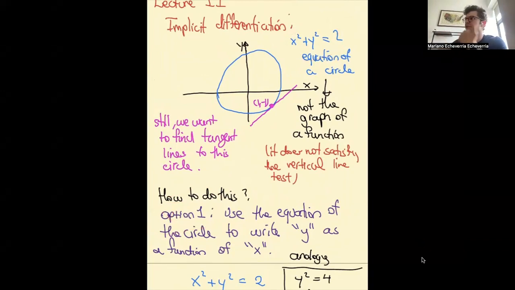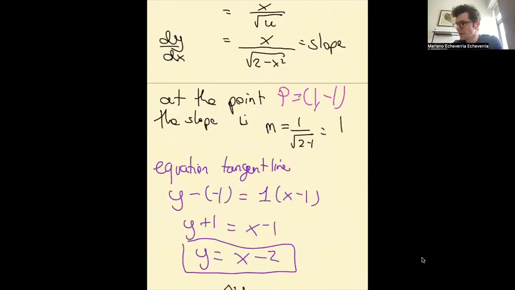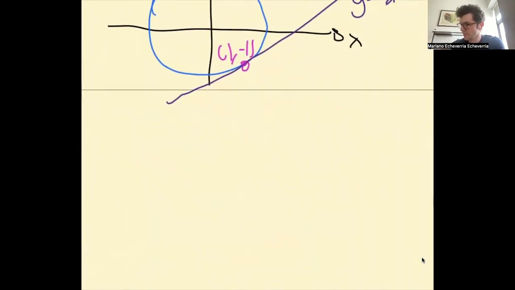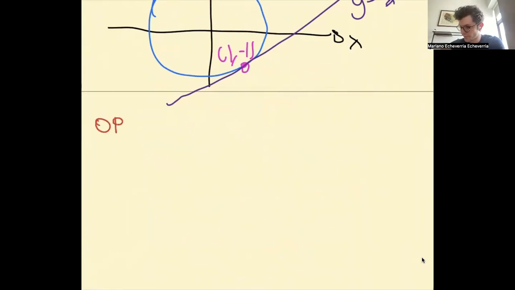There's another option, which is the one that I want to emphasize because it's more convenient, as you'll see, where you're not going to try to solve for the variable. You just remember that the second variable y depends on x. So let me write that down. Option 2, and this is the method that's actually called implicit differentiation.